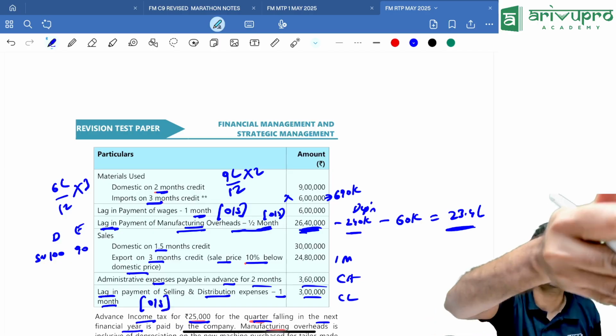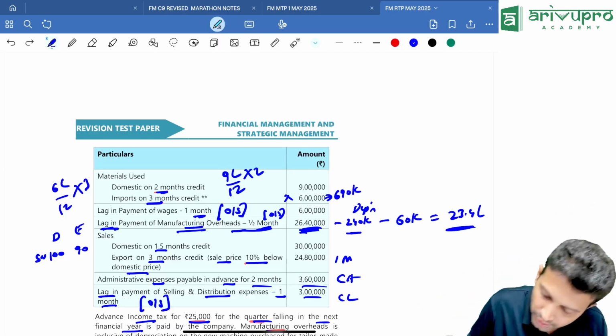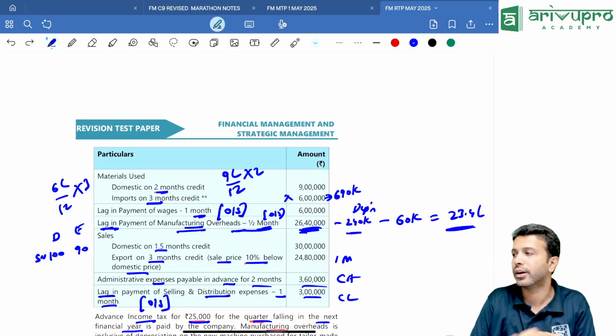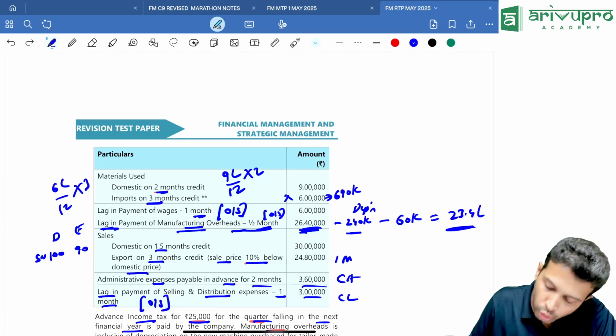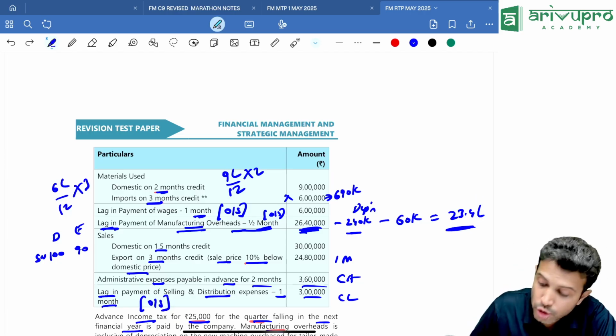Lag means a delay in payment. Depreciation you will not pay, no. And the subsidy amount you have to adjust. So after adjusting, how much is your manufacturing overhead? 23,40,000. So overhead cost is 23,40,000. How much delay? This is the total, for the whole year.